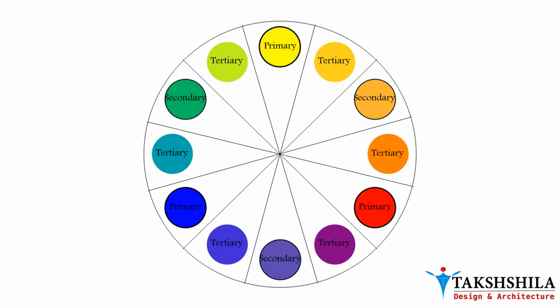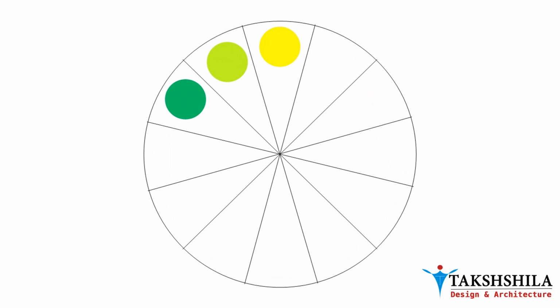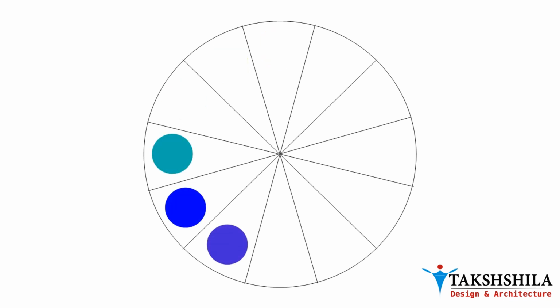This is the position of all primary, secondary and tertiary colors on the color wheel. This is one combination of analogous color. In this, yellow and green are the dominant colors. Let us see the different combinations of analogous colors.